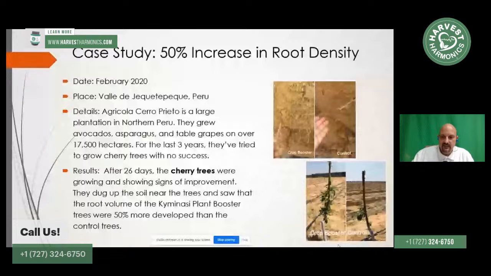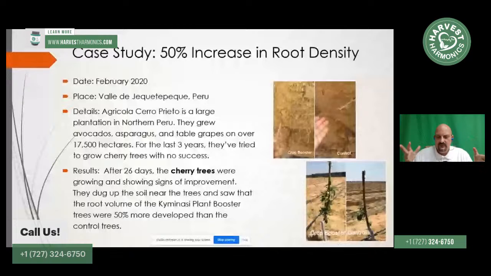And what they saw is, you see in the picture here, in the bottom right corner, the differences. You have the Kimonosis plant booster on the left and the control trees on the right. And you see here the control trees, even though they were growing, they're transplanted, but you see how sparse they are. There's almost no branches, no leaves whatsoever. But after watering for only 26 days, the Kimonosis trees had already started to sprout several branches, lots of leaves, and were already growing and well on their way to productivity.